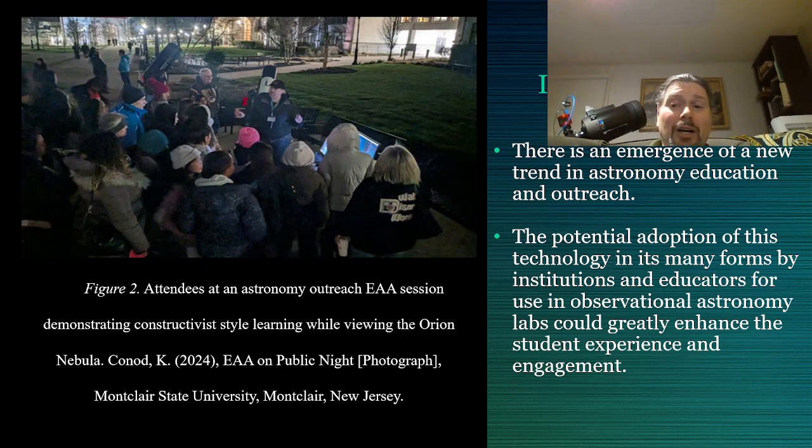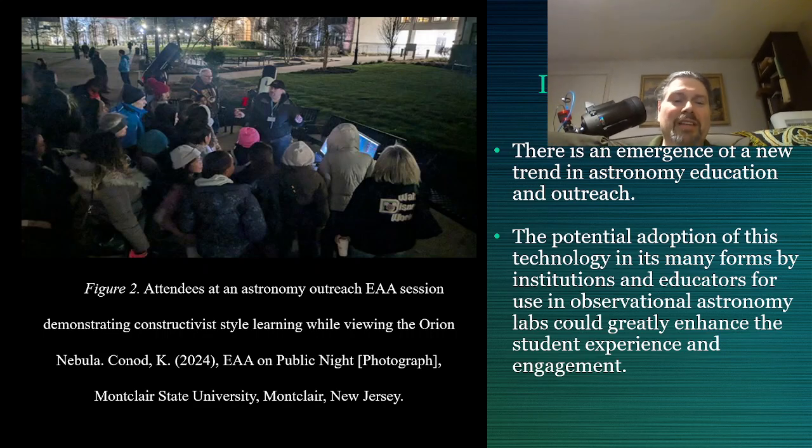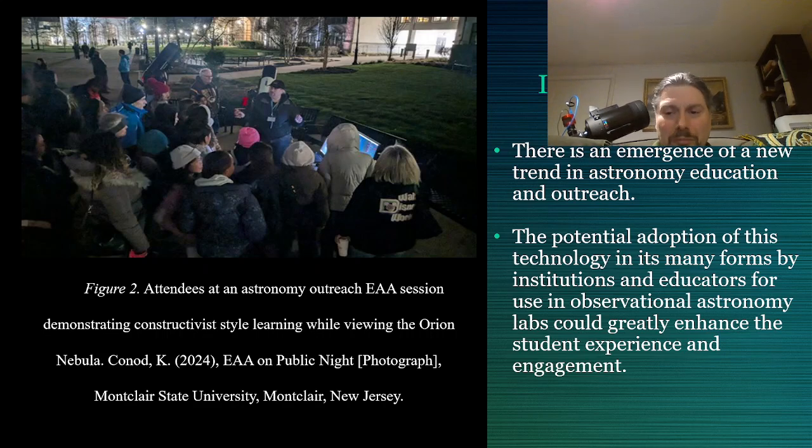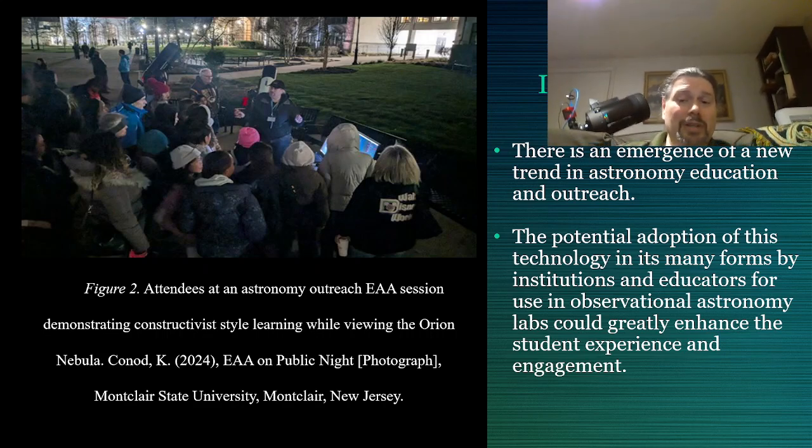Implications of the study. So there's definitely an emergence of a new trend in astronomy education and outreach, at least on the amateur side. K through 12 schools are asking for this. They've had a parent and kid come to one of these events, and then they want them to come here with the video camera and the telescope, and they want to have this type of modality. They're interested in that. And so there's a potential for adoption of this technology, and the labs can be enhanced.